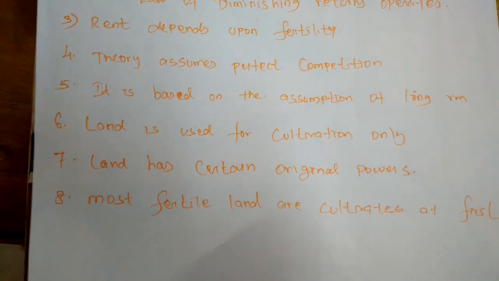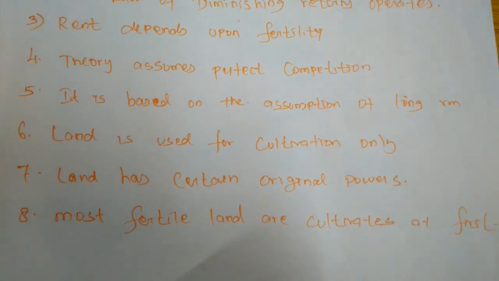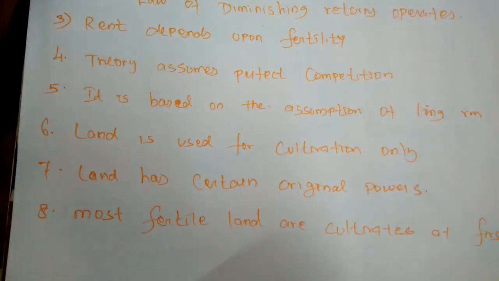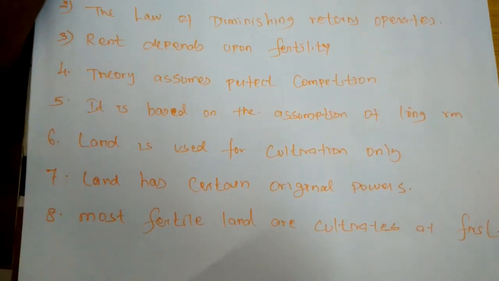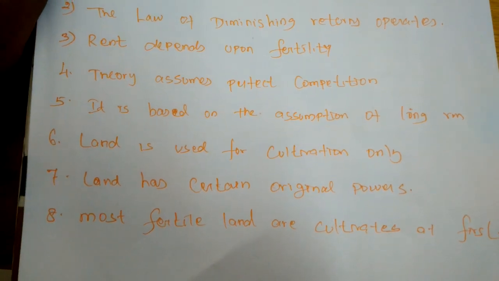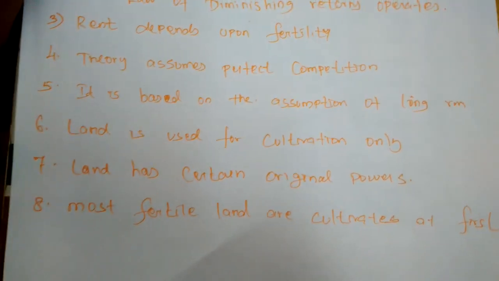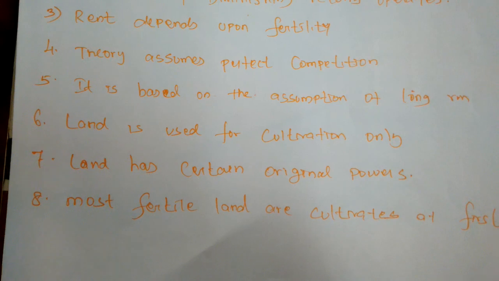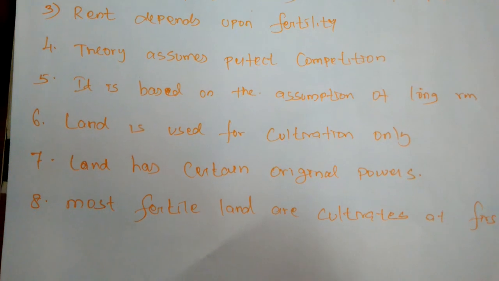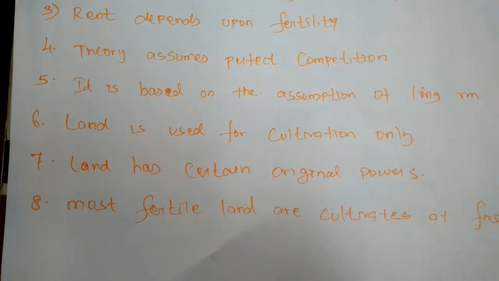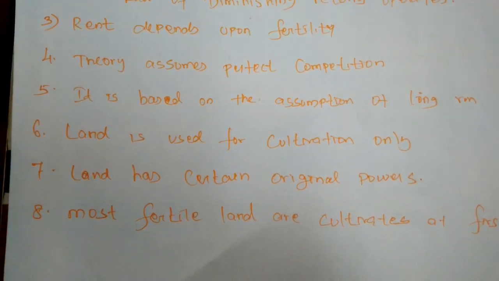The land has certain original and indestructible powers. So the land also has some indestructible powers, and the soil always has some power of yield. Next, the land is used for cultivation only. Normally in economics or the production process, we can use the land for more purposes, like constructing buildings for the industrial sector, but here the land is used for cultivation only.